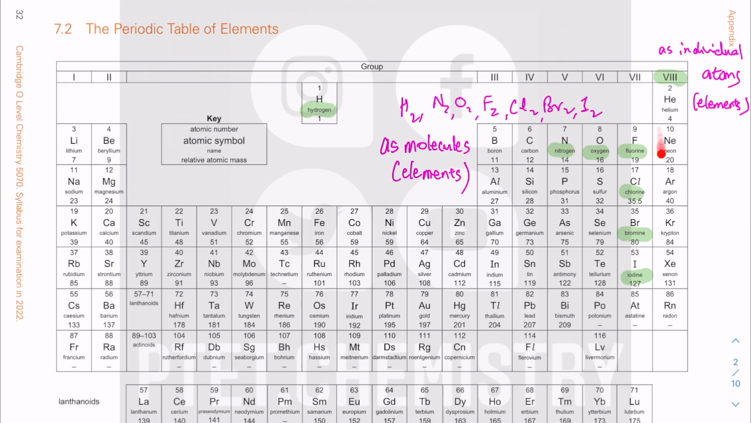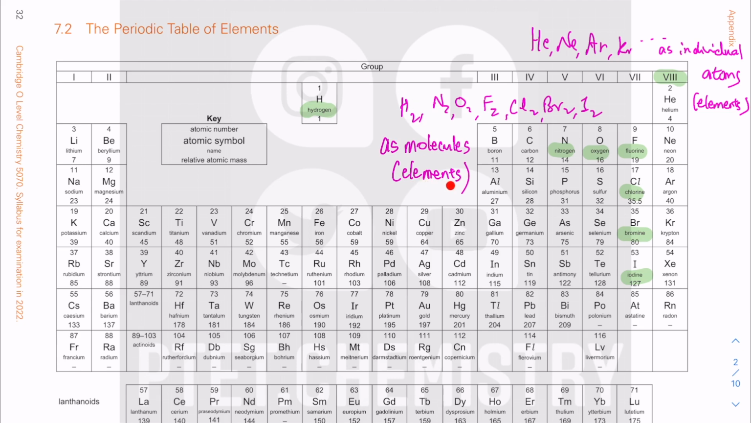Elements can exist as single atoms, as we wrote earlier: helium, neon, argon, krypton, etc. There is no number 2 at the bottom because they exist as just one single individual atom. There are two atoms in one molecule. There are two nitrogen atoms in one molecule, but within each molecule is the same atom.